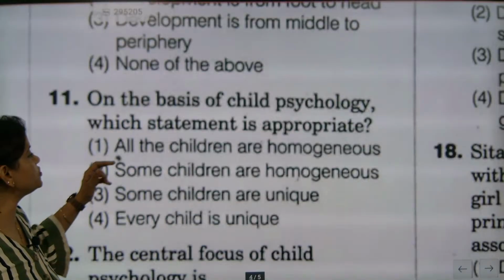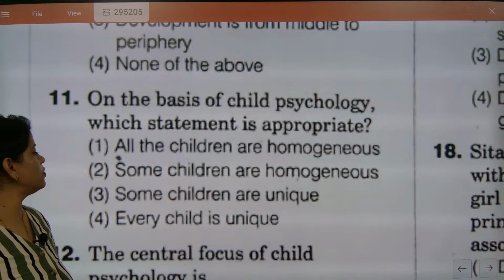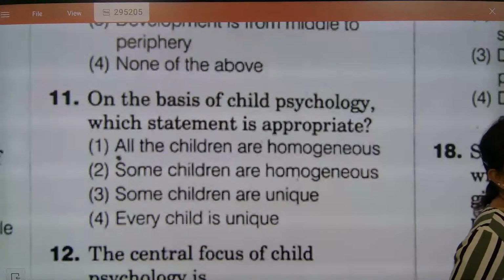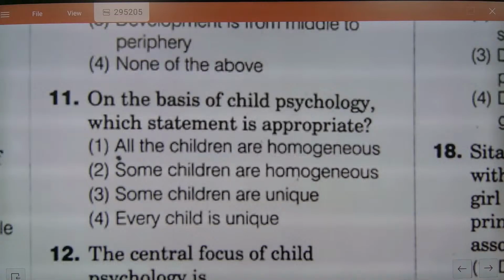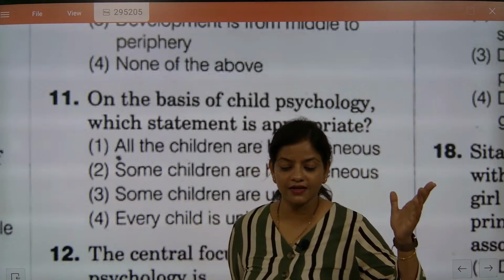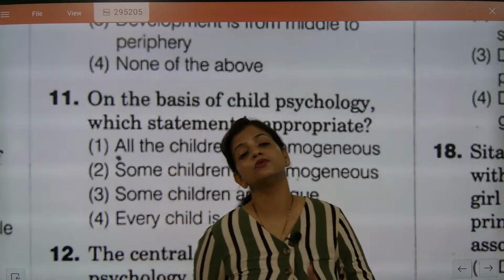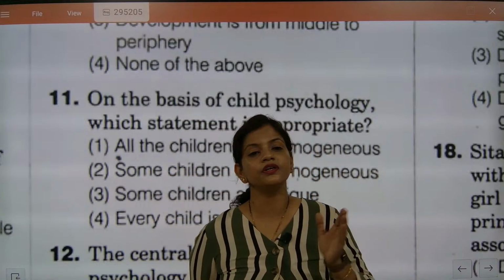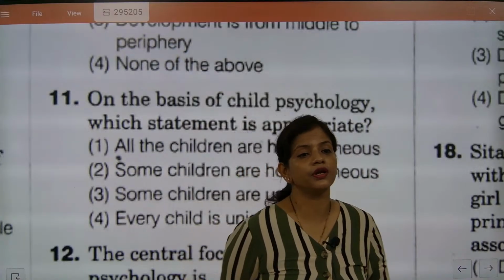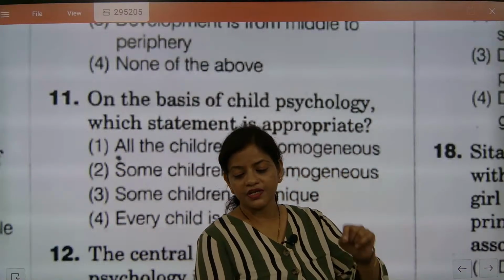Understood? On the basis of child psychology, which statement is appropriate? All the children are homogeneous. Some children are homogeneous, some children are unique. Every child is unique. Every child is unique. Absolutely correct. Because every child is special in their own way. We cannot differentiate that this child is like that, that child is like that. Every child is unique in their own way, and a teacher must know how to teach the student individually. Means eye contact must be given. Understood or not? See, a teacher's eye contact with the student brings out the result. If a teacher is experienced, the teacher will come to know how much percentage the student understood.